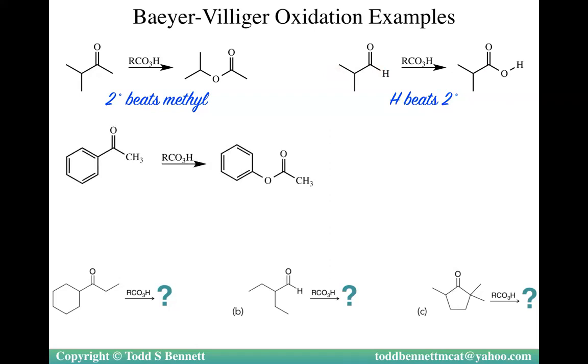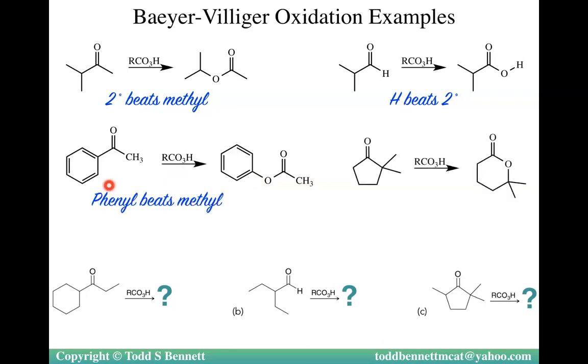I do one with a methyl and a benzene ring, acetophenone. The phenyl in acetophenone beats the methyl. And then finally, in this case, I have a quaternary and I have a secondary. So it's the more substituted side, quaternary wins. So really a tertiary migrating group compared to a primary migrating group.